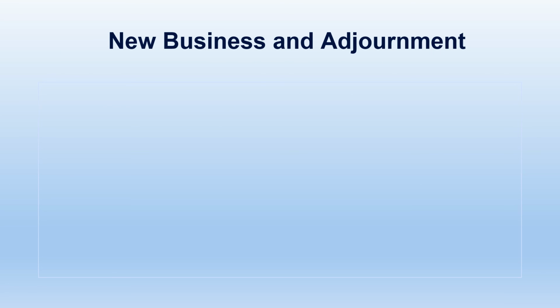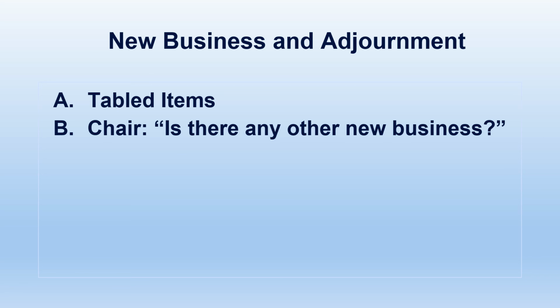New business and adjournment. This is a time to discuss tabled items. After any tabled items have been discussed, or if there are no tabled items, the chair asks if there is other new business. This is a chance for people to bring up other topics. Once these other topics have been discussed, the chair once again asks if there's any other new business. And if there isn't, they say the meeting is adjourned.